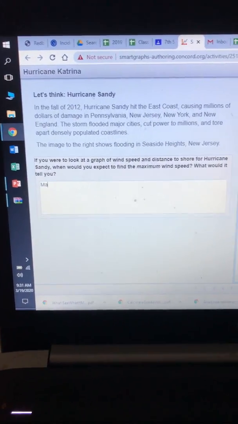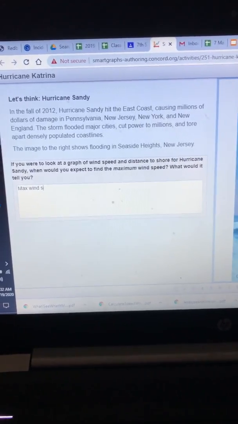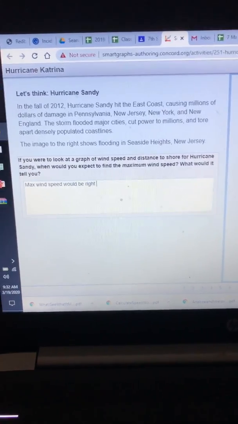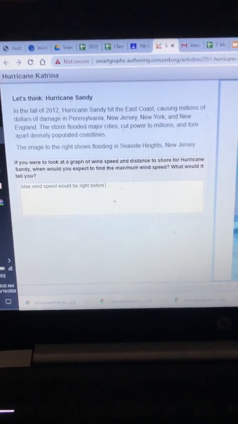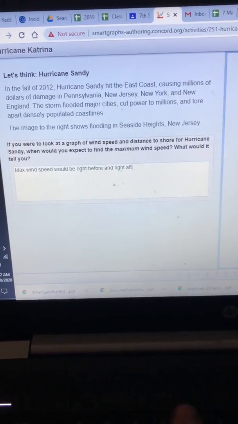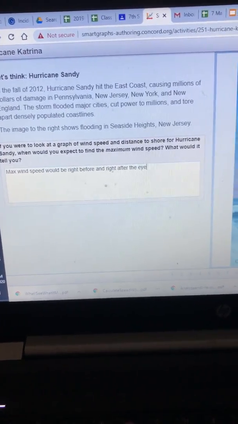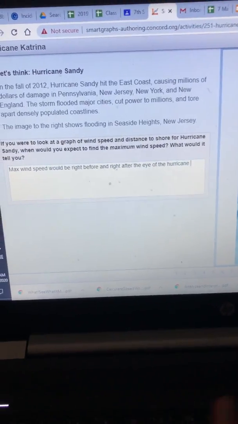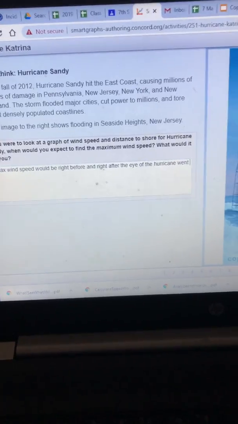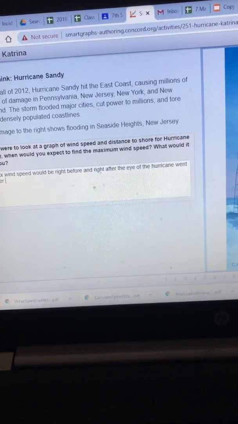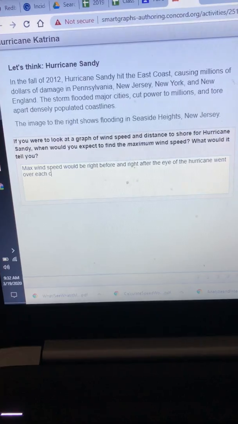Okay, so max wind speed would be right before and right after the eye of the hurricane went over. I guess each city, because it didn't tell us exactly which city.